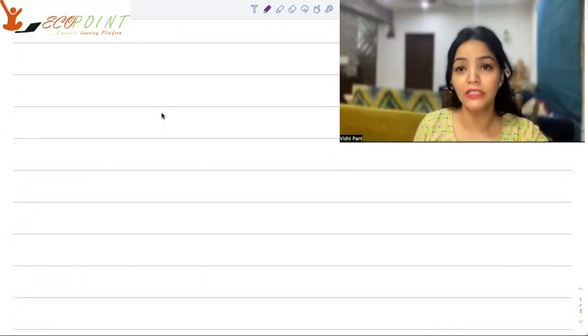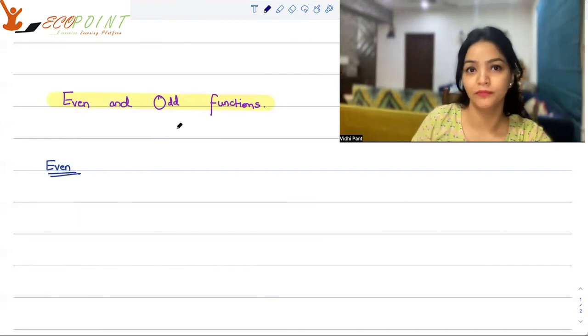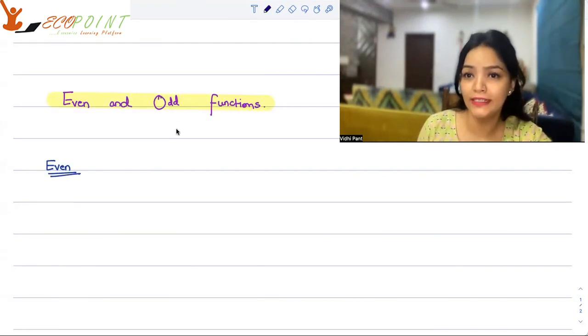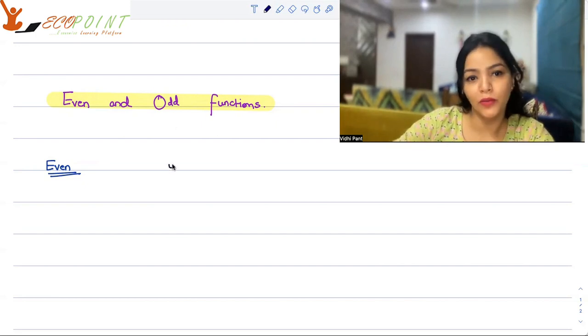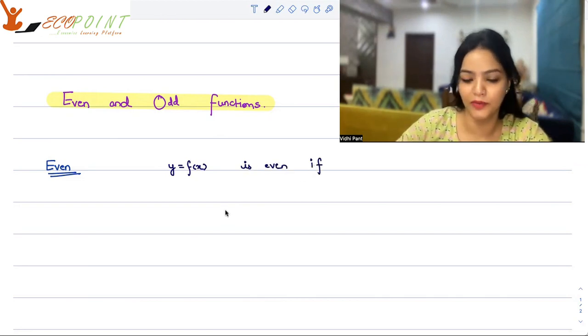I'm going to talk about even and odd functions today. Let's first understand when is a function even? When is a function called an even function? Suppose you have y equals f(x) as a function. It is called even if something particular happens. Now, what's that particular thing?